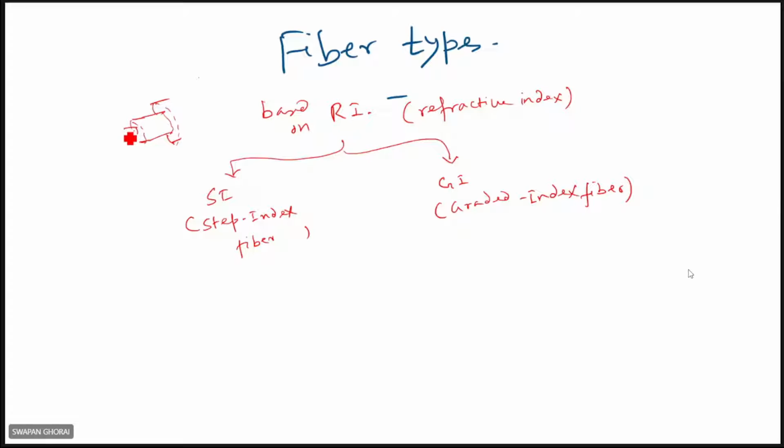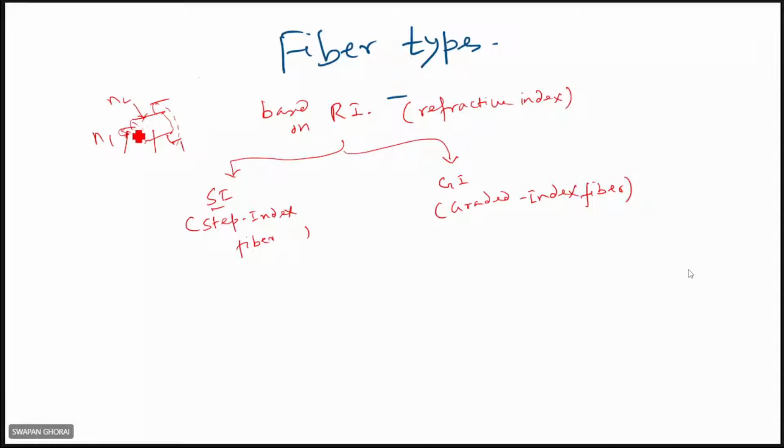So this is a core, this is a clad, and this is a jacket. If the refractive index of the core is constant, then it is called step index fiber. We generally consider this as N1 and this as N2. If N1 is constant, then it is called step index fiber. But generally, in most cases, N2 remains constant, cladding remains constant. Of course, cladding can also vary.